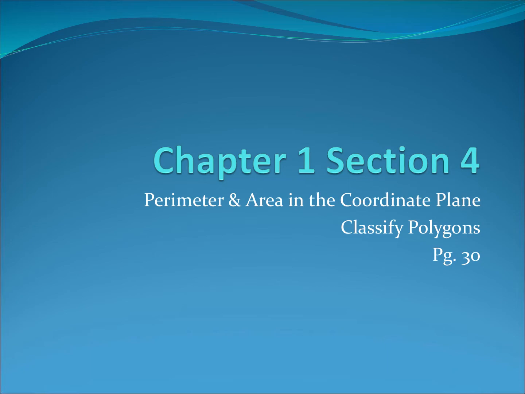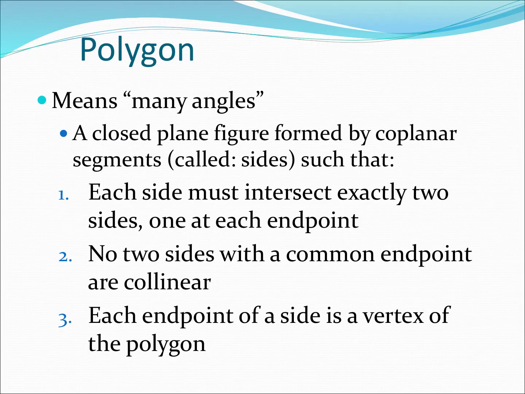So today we're going to cover section 4. Today we're going to talk about perimeter and area in the coordinate plane, and we're also going to learn how to classify polygons. But before we can learn how to classify them, we need to find out what the definition of a polygon is. And the word polygon means many angles.